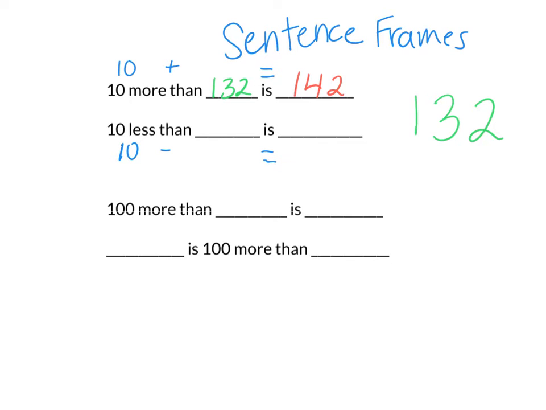Okay. If we look at this next problem, 10 less than 132, that would be like saying, okay, instead of adding a 10, we're going to take away one of the 10s here. So 10 less than 132 would be 122. We would take away one of the tens place numbers, and it works well within this sentence frame because we can see 10 less than 132 is 122.